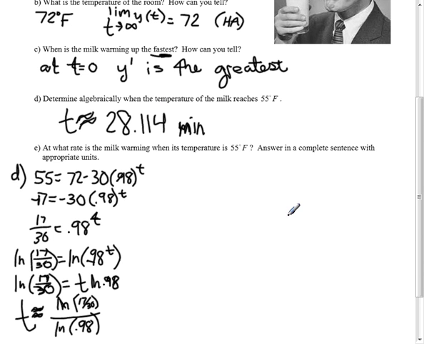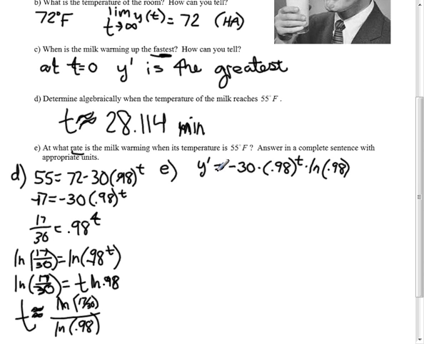That seems pretty reasonable. And then our last question: at what rate is the milk warming when the temperature is 55 degrees? We're talking about a rate, so we know that has to do with the derivative. So we're going to have to take the derivative of our function, y prime. 72 is just a constant. So we have negative 30, a constant for our exponential part, times 0.98 to the t, times the ln of 0.98, times the derivative of our exponent, which would just be 1.